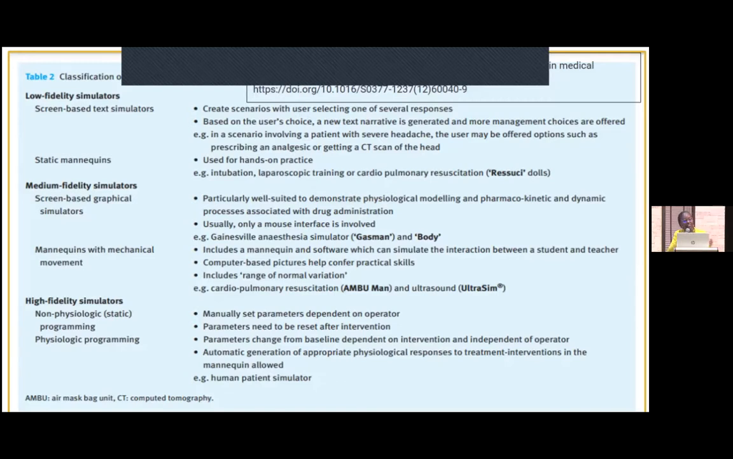And then the last are the high fidelity simulators, which are I think sometimes beyond most of us, because they tend to be expensive. They're able to do a lot more. They have a lot more computer programs that are running them, built within them. And they require a lot more maintenance as well as a steep learning curve in terms of learning how to use them.